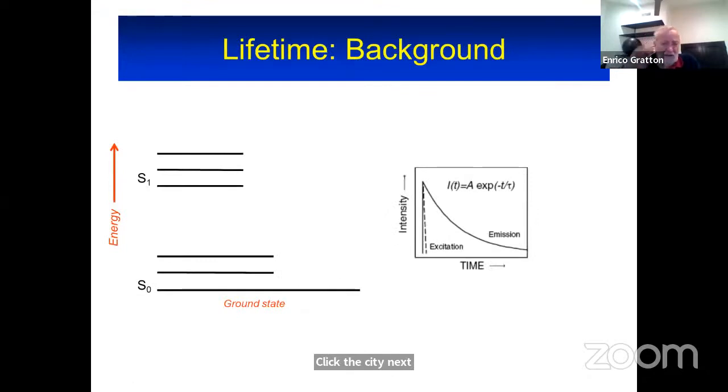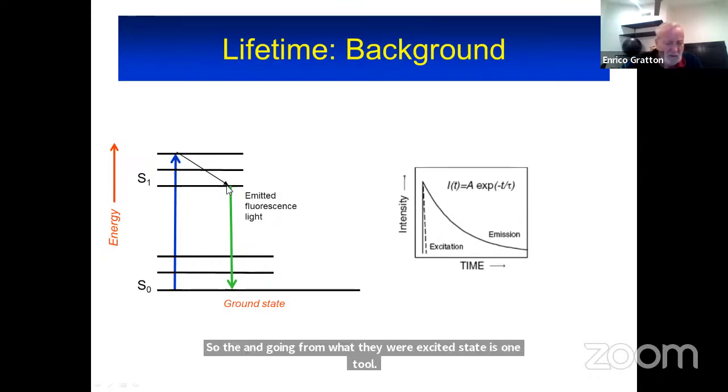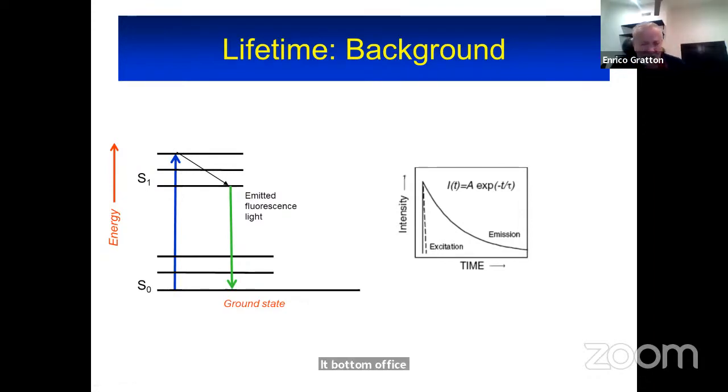Okay, so as Dave explained, an electronic system is always in the ground state S0, and you provide energy and you can excite the state S1 or S2 or S3. And if you have only one state, then the system will decay with an exponential, as is shown in this graph. Going from whatever excited state to the bottom of S1, it takes about 1 picosecond per vibration, because a vibration takes about a picosecond to occur. And then what you measure is the emitted fluorescence, which is shown in red in this figure.